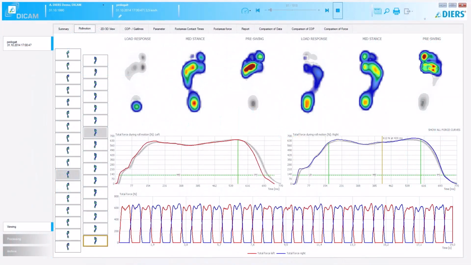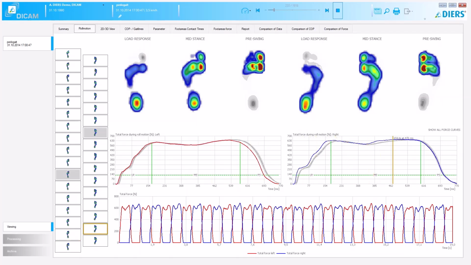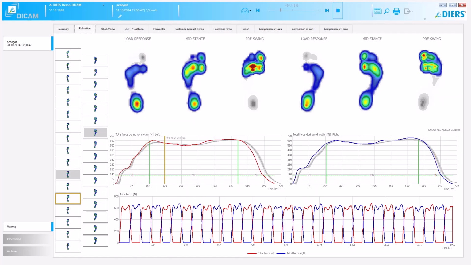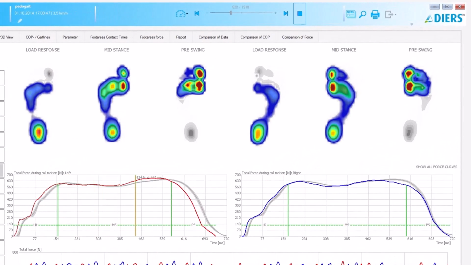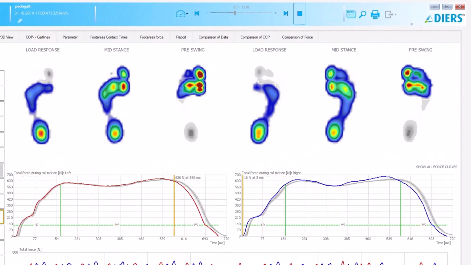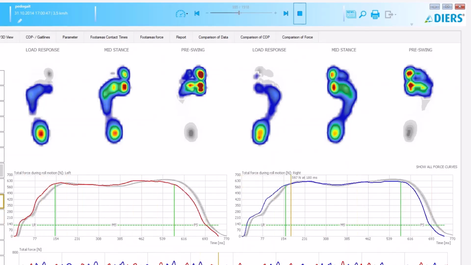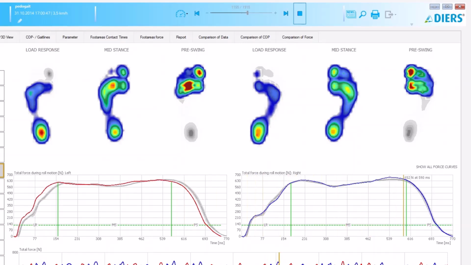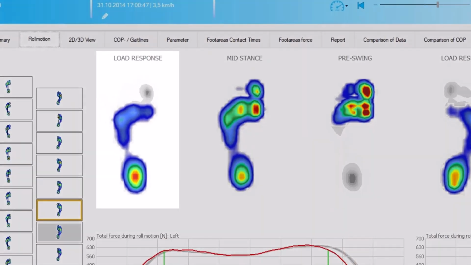In the Results tab roll motion, the focus is once again directed to the ground reaction forces in relation to the occurrence during the rollover. At the top, there are 3 impressions for each foot, which show the foot at 3 critical points in time during ground contact. For both sides, the footprint at the end of the loading response is shown on the left.